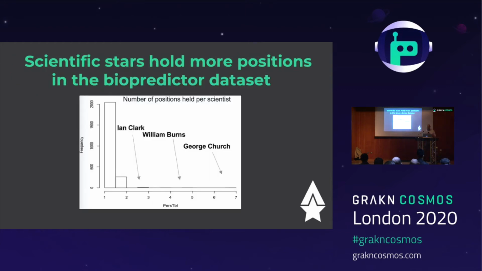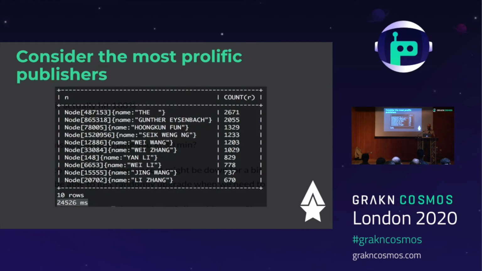And you can see that these people hold higher than average number of positions across the boards of these companies, right? So George Church comes out at 7 companies, William Burns at 5, and Ian Clark at 3. And normally people are usually on the board of 1, right? Okay, so that tells me that we're looking at something maybe interesting.